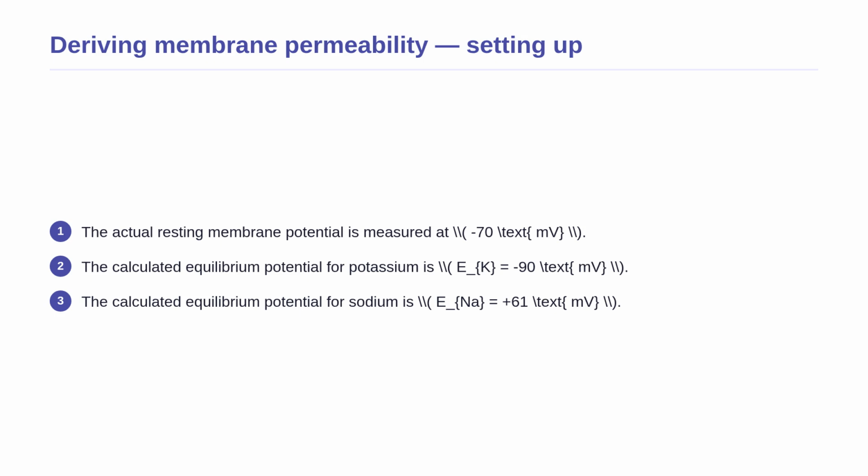Let us set up our known values. First, we know from direct measurement that the actual resting membrane potential of a typical neuron is negative 70 millivolts. Second, our math just showed us that potassium wants the cell to be at negative 90 millivolts. Third, sodium wants the cell to be at positive 61 millivolts. We have a tug of war happening across the cell membrane between these two ions. In the next step, we will see who is winning this electrical tug of war and what that proves about the membrane.